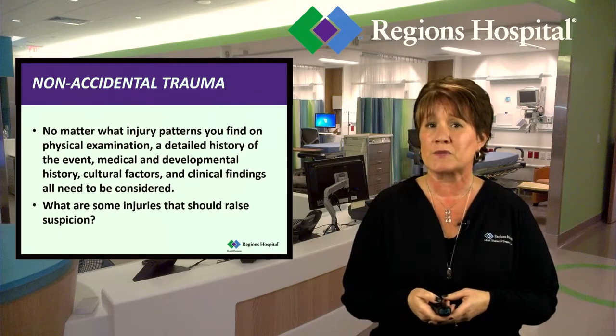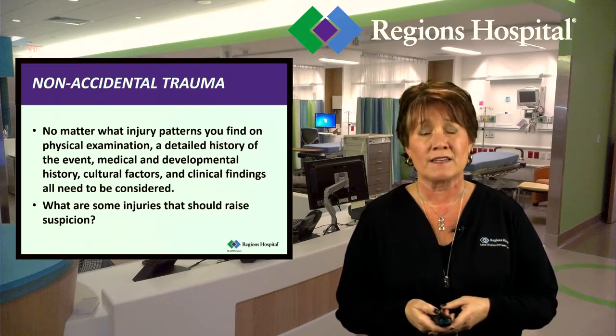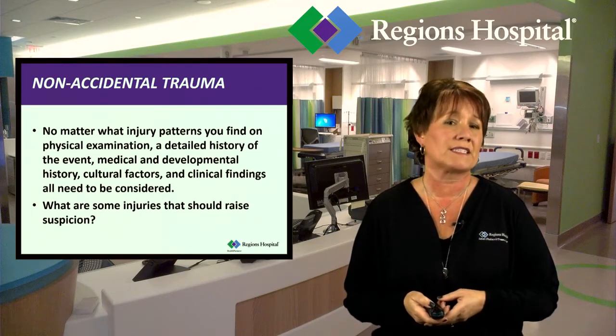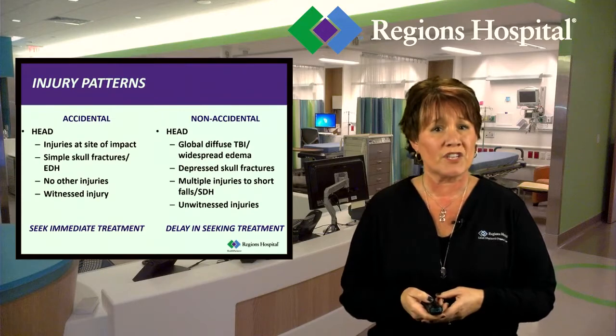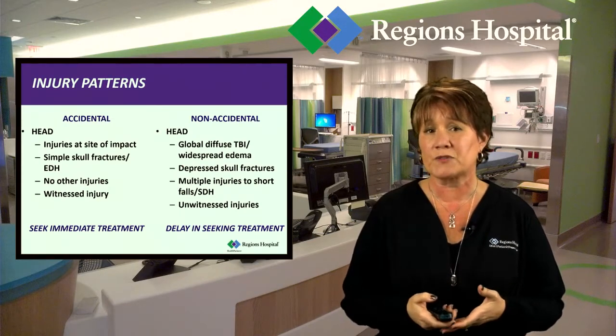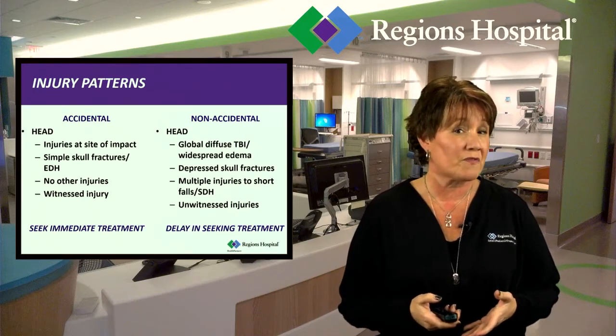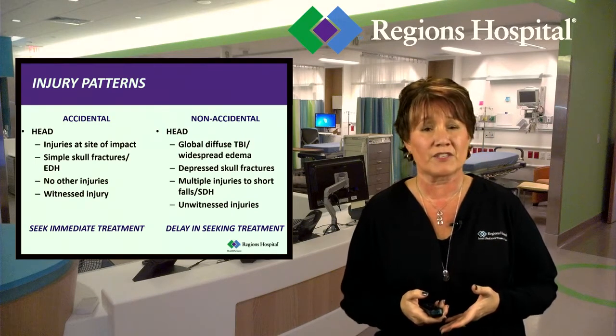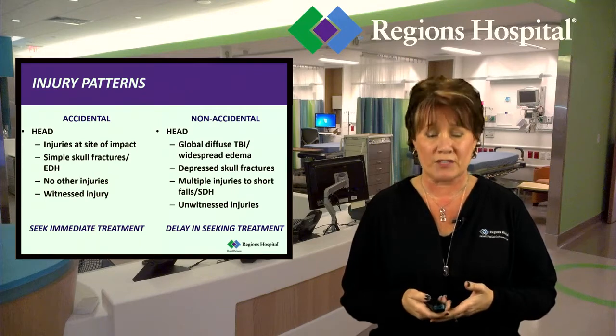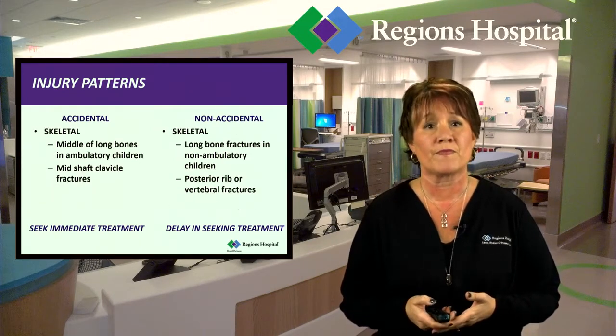But no matter what the injury pattern, we need a detailed history. So let's look at some of the injuries that should raise suspicion. When a child falls, they should have a small injury or bruise at the site of impact. There should be a simple skull fracture if there is one and not a depressed skull fracture. And any delay in seeking treatment should raise red flags.